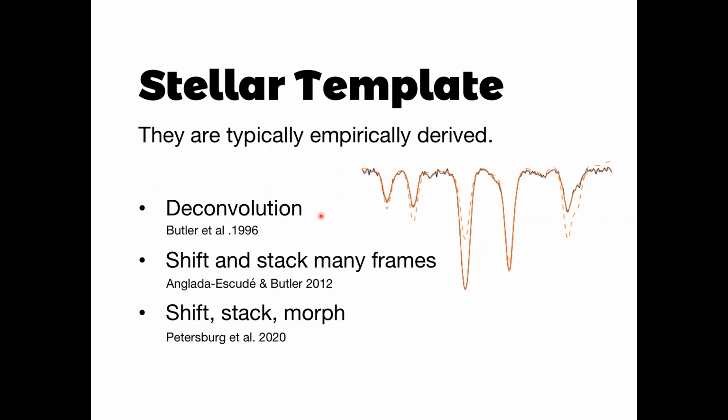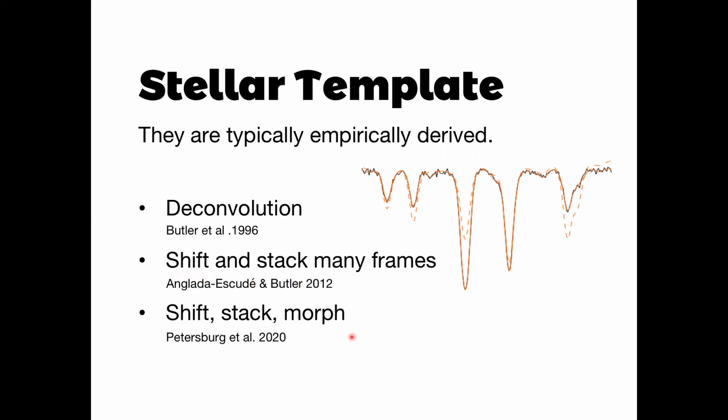And for stabilized spectrographs, since we can assume that the line spread function never changes, we don't have to model this broadening process. So we can just shift a whole bunch of observed spectra of the same star to the stellar rest frame and stack them together to obtain a high fidelity stellar template, right? And use that to measure the velocity at each epoch.